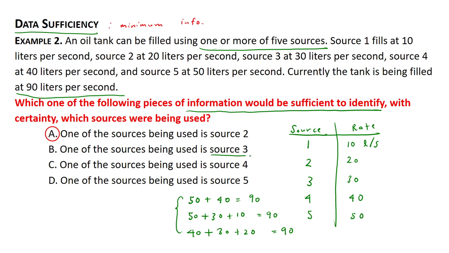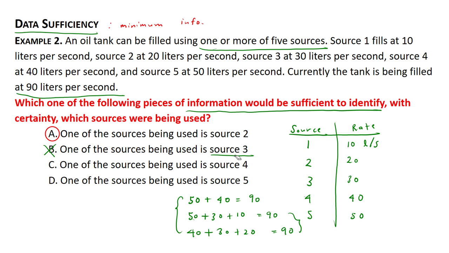If source 3 is being used, can we know for a fact which of the three is the scenario? The answer is no, because if source 3 is being used, we still have two possibilities, namely this case, 50, 30, 10, or this case, because source 3 is being used, 40, 30, 20. So we still have two possible scenarios left. So we cannot know for a fact which of the two is true. So option B is incorrect. The same is true for option C.